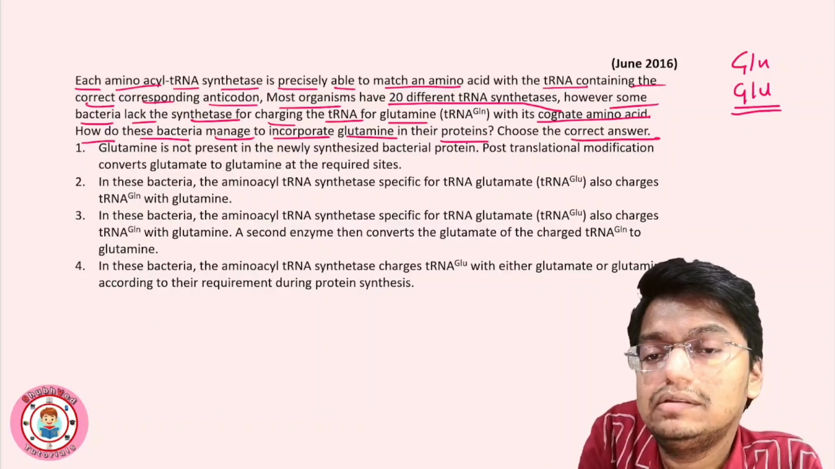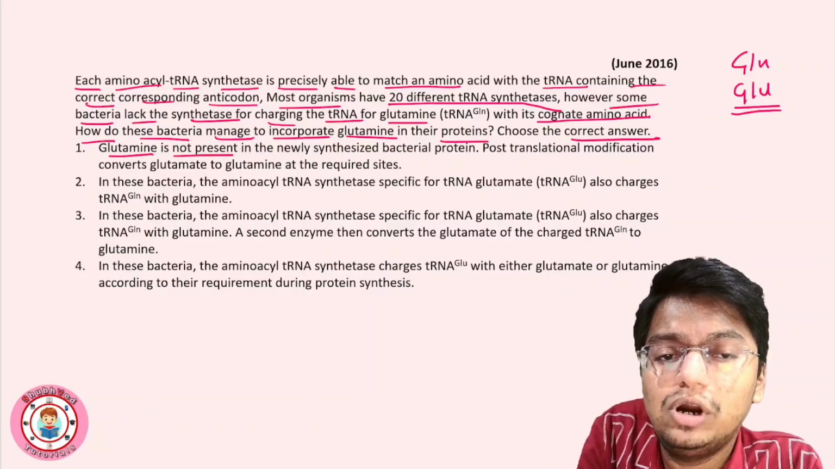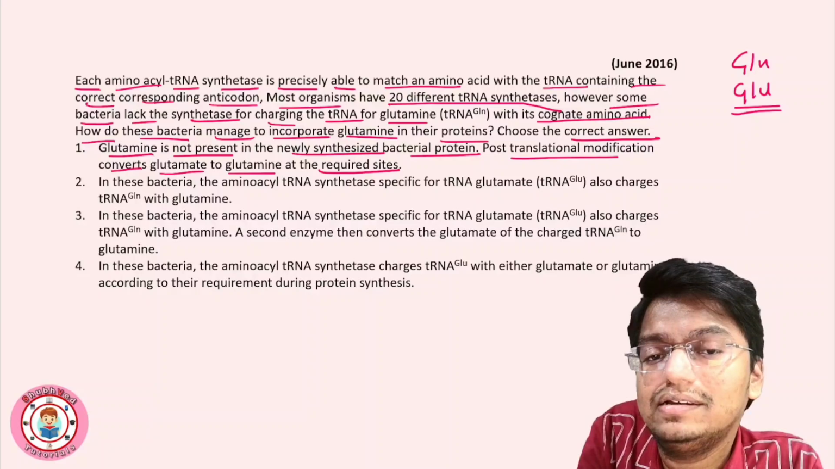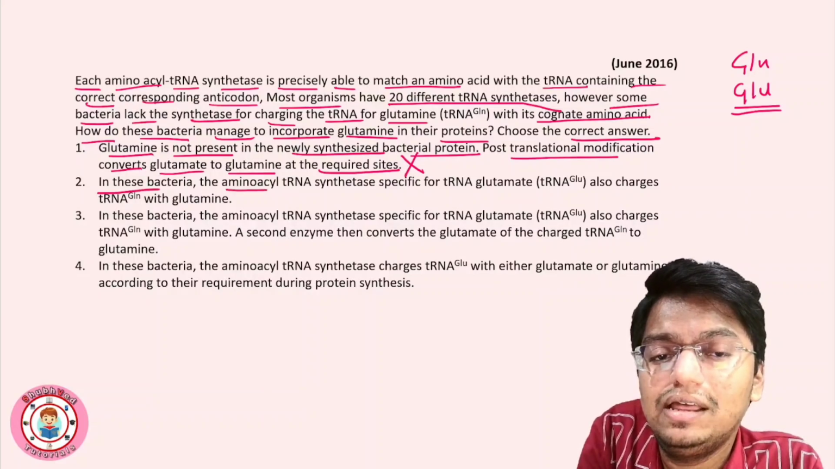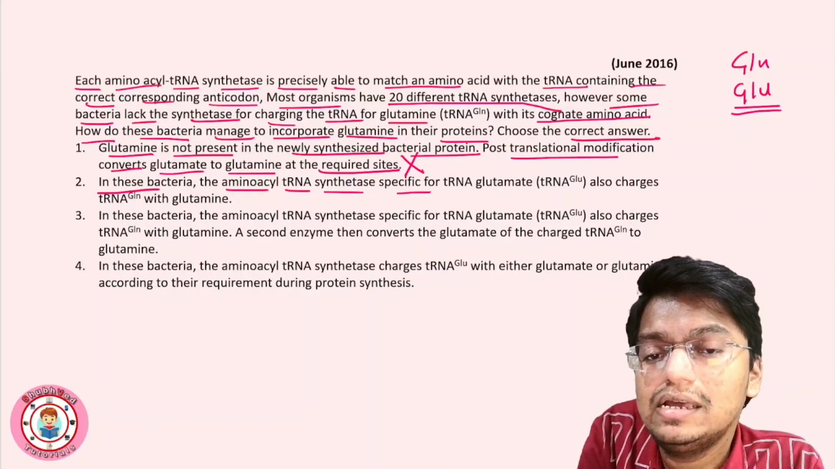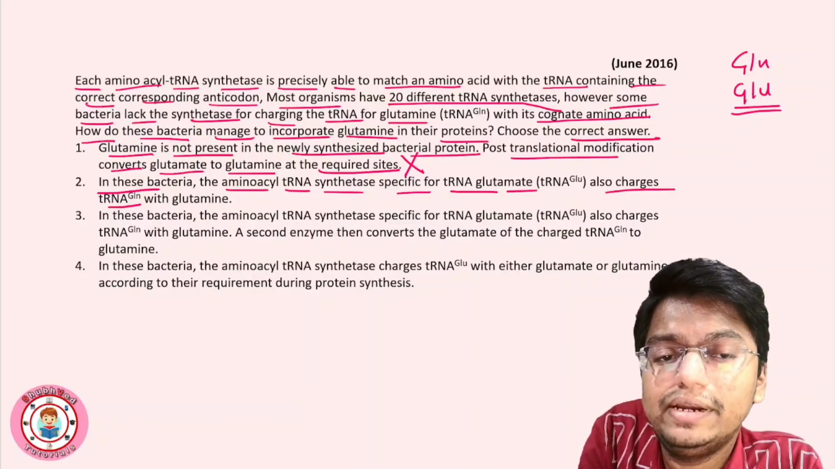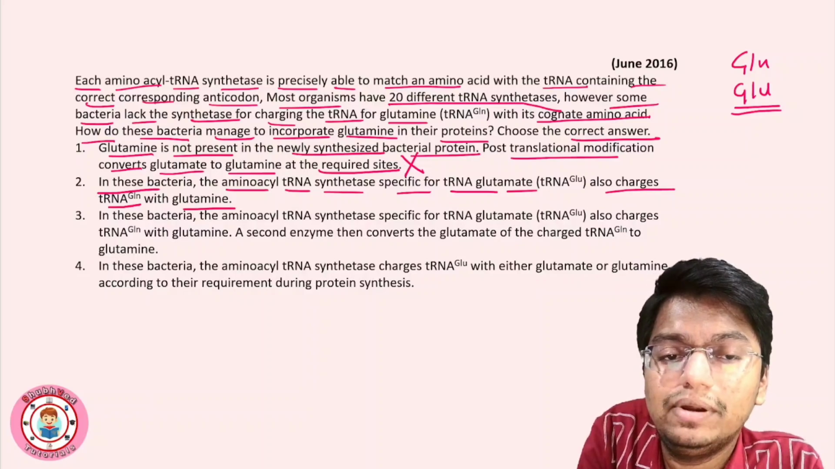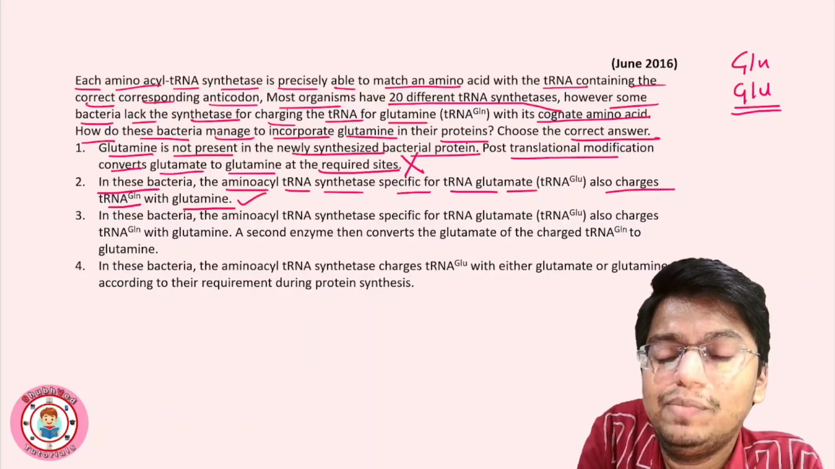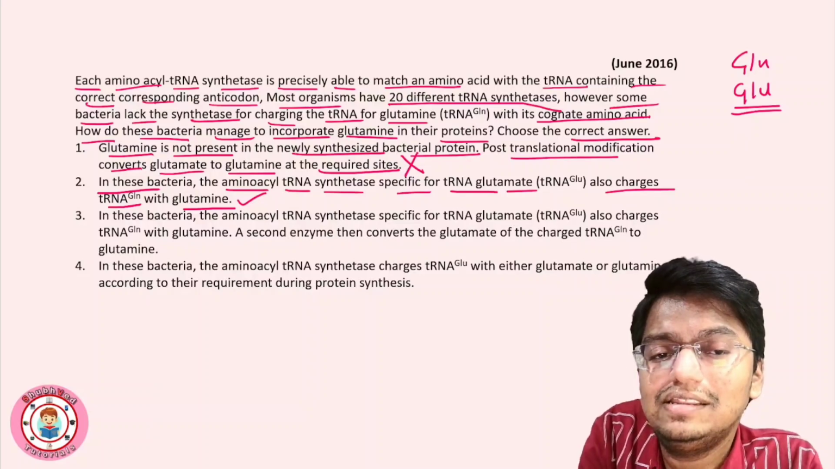Choose the correct answer. Glutamine is not present in newly synthesized bacterial protein. Post-translational modification converts glutamate to glutamine at the required sites. Not present in the newly synthesized bacterial protein, this is completely wrong statement. In this bacteria, the amino acid tRNA synthetase specific for tRNA glutamate also charges glutamine, tRNA glutamine with glutamine. Yes, ये correct है, partial correct है, partial. Let's see the other statements also.